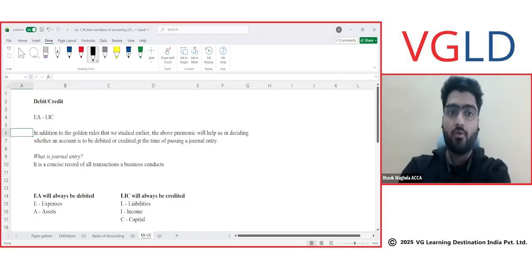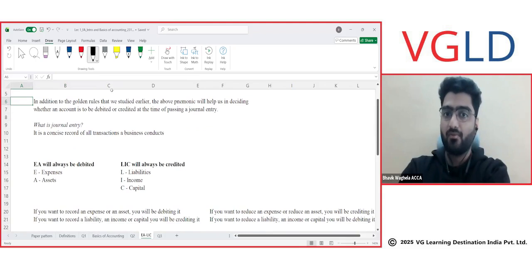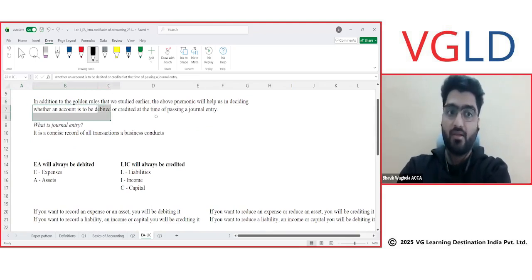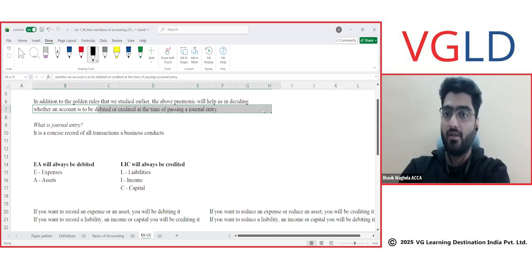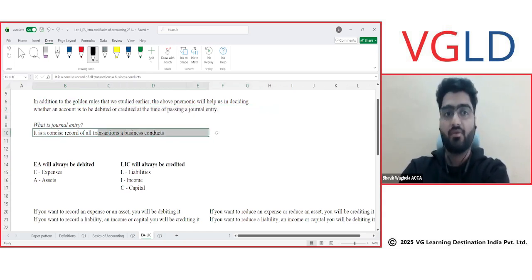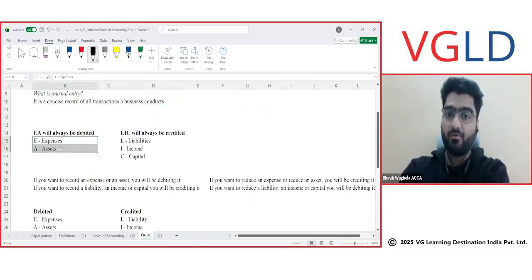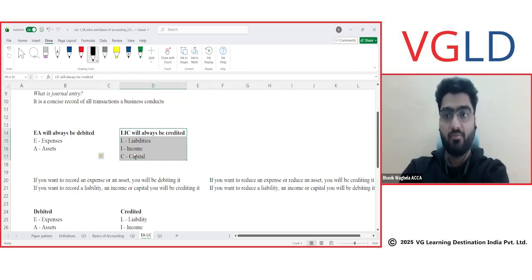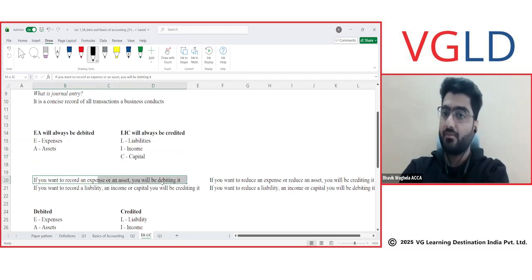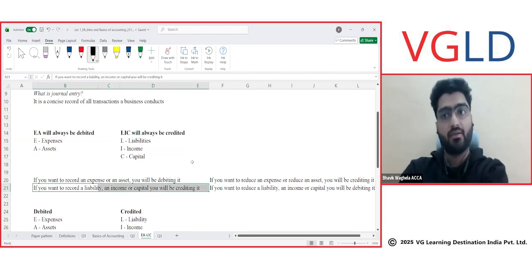So in addition to the golden rules that we studied earlier, the above mnemonic will help us in deciding whether an account is to be debited or credited at the time of passing a journal entry. Now, what is a journal entry? It is a concise record of all the transactions a business conducts. So EA, that is expenses and assets, will always be debited. And LIC, that is liabilities, income, and capital, will always be credited. So if you want to record an expense or an asset, you will be debiting it. If you want to record a liability, income or capital, you will be crediting it.